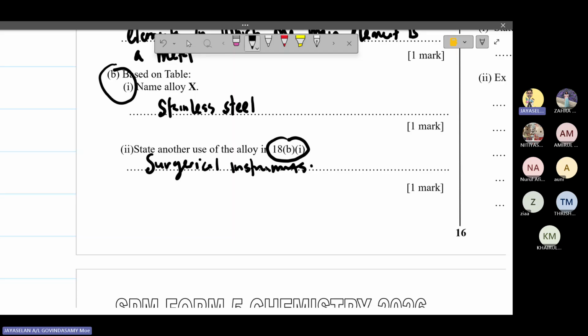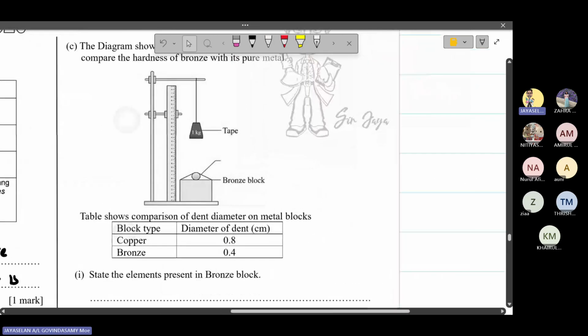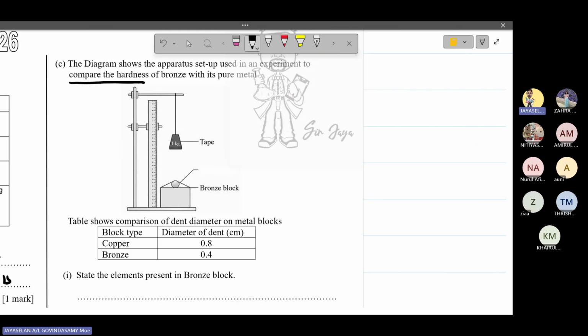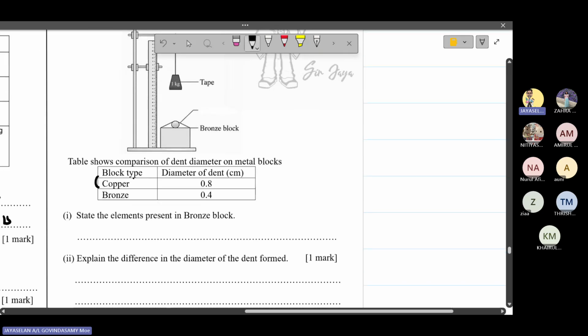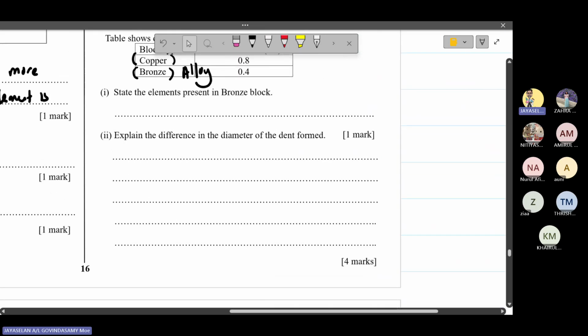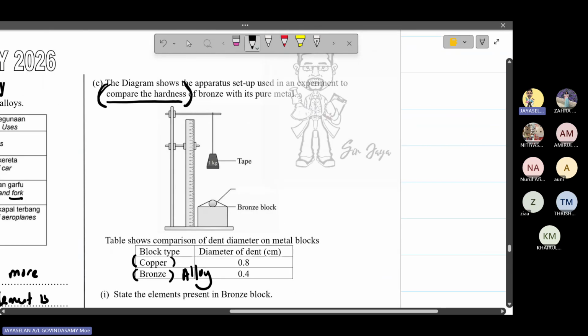Okay, done? Now I go for this one. All of you done? Read this question. So compare the hardness. Underline this. When you compare the hardness, you see here bronze and copper, right? Which one is the alloy? Okay, the first point, they want you to compare the hardness.